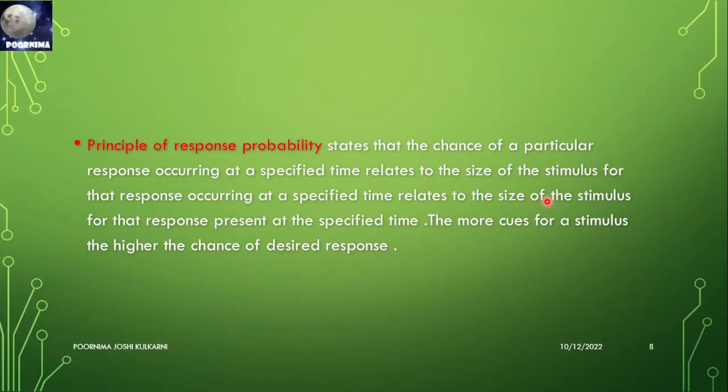The principle of response probability states that the chance of a particular response occurring at a specified time relates to the size of the stimulus for that response. The more cues for the stimulus, the higher the chance of the desired response.